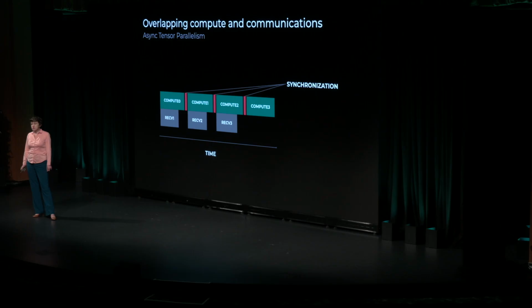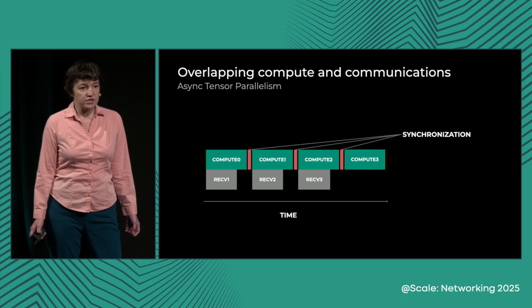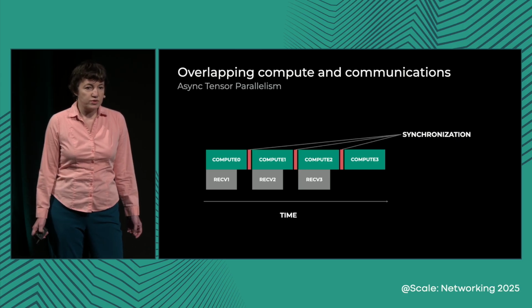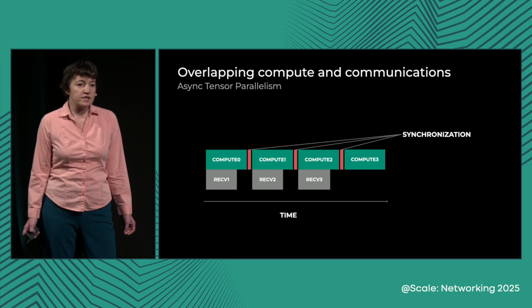Today, NCCL is using SM resources to perform sends and receives. And we already have a matrix multiplication going. So we want this matrix multiplication to use all the SMs available. We don't want to share those SMs for communication also. And second, we want to be able to use one-sided communication to be able to more easily write the parallelization schemes that we want. And with NCCL, you have to call send and receive simultaneously on both sides.